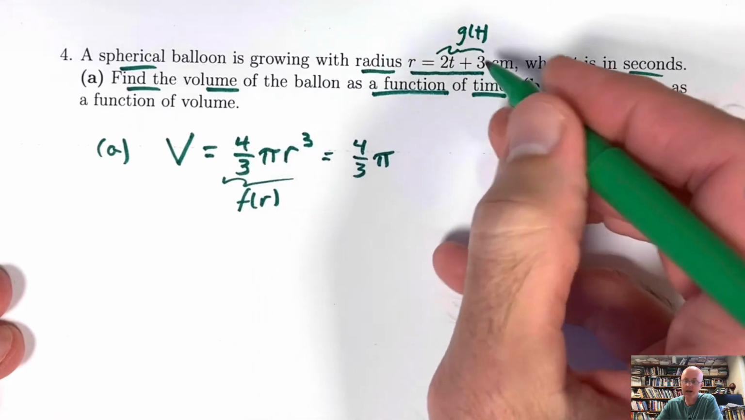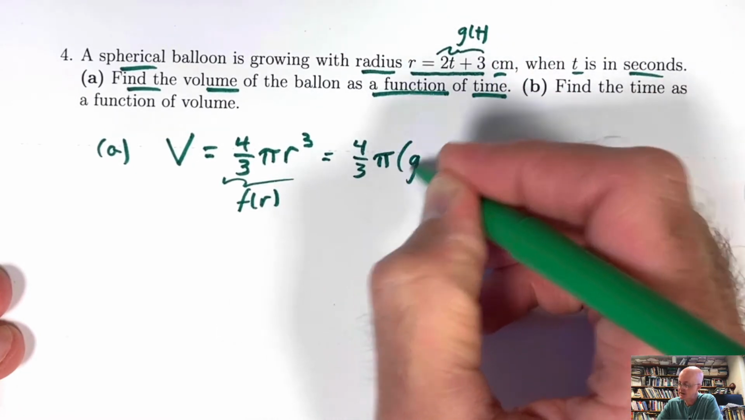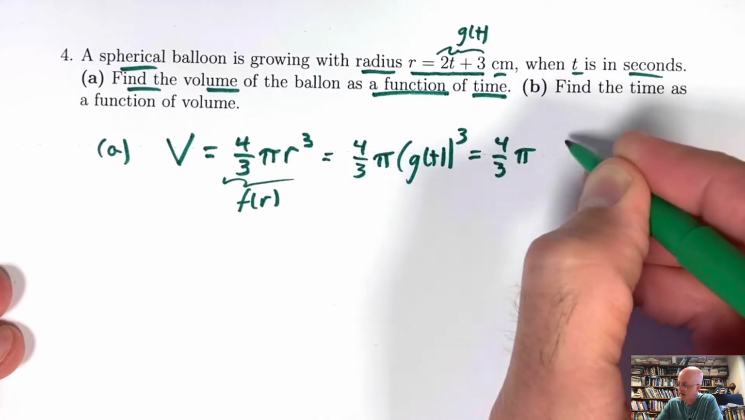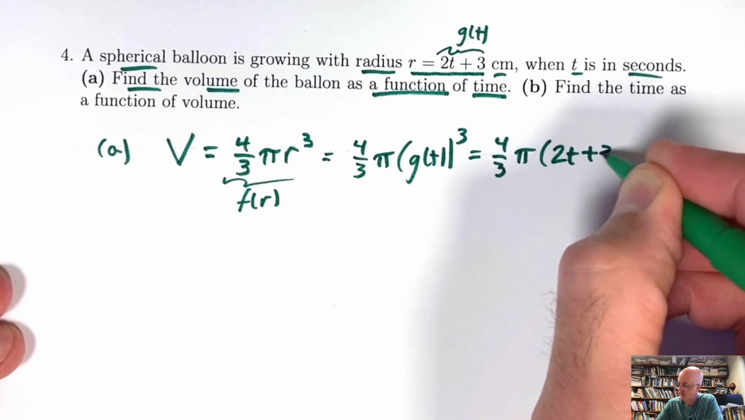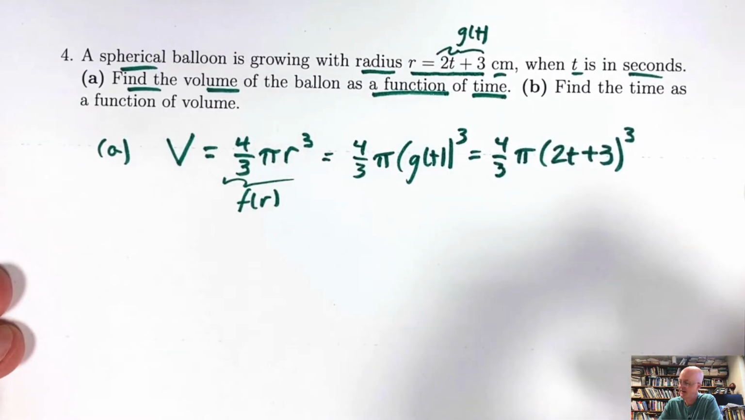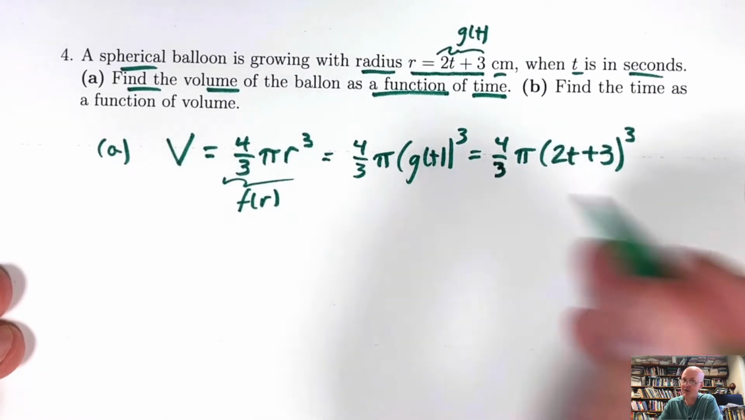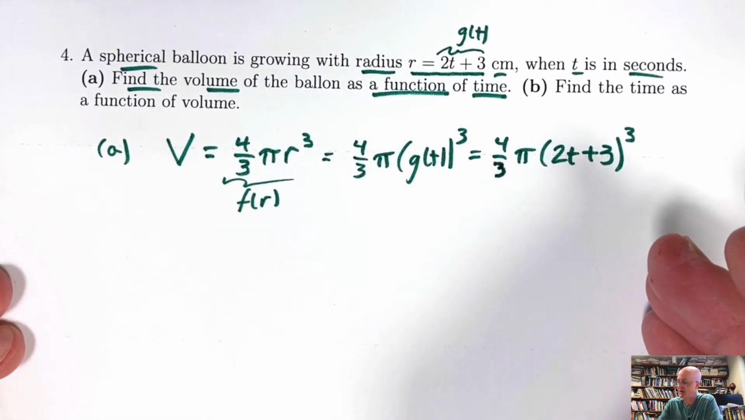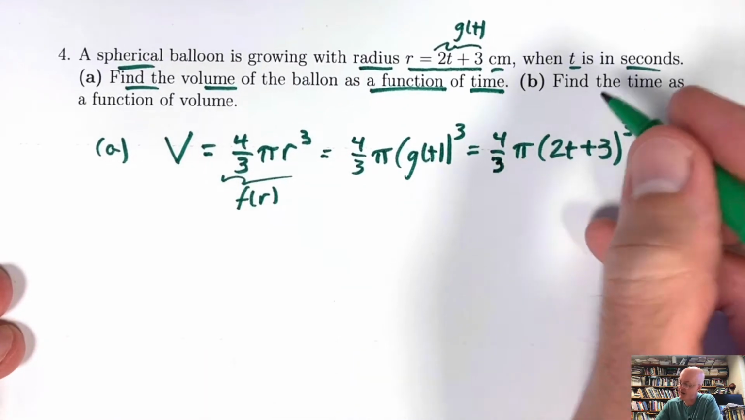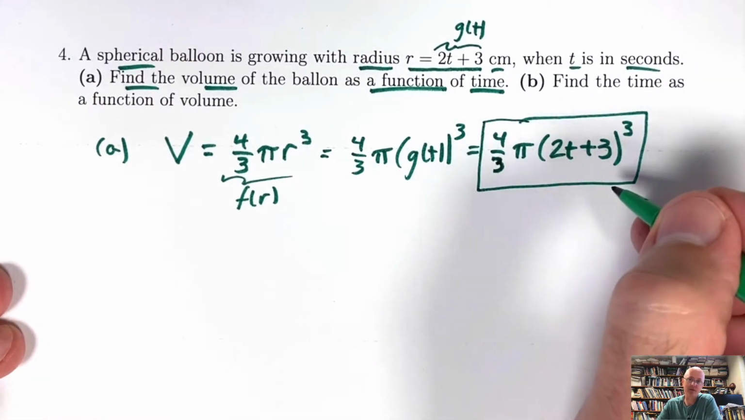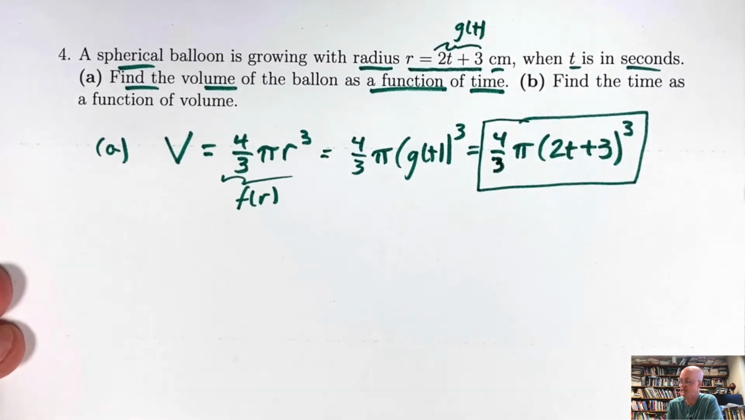Replace r with what it equals, g of t. And what is g of t? It's 2t plus 3. Okay? And once again, like in, what was it, problem 2, we could expand this with the binomial theorem or actually expand it to write it as a big long expression. In fact, I'm not going to bother this time. I'm just going to say that's the answer. In fact, this form of the function is simpler for the purposes of calculus. It's simpler in terms of finding the derivative using the chain rule and that kind of thing. So I'm just going to leave it like that.